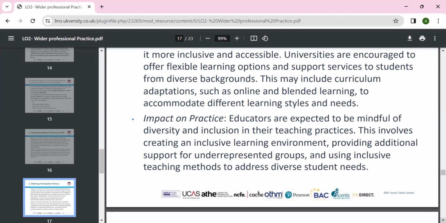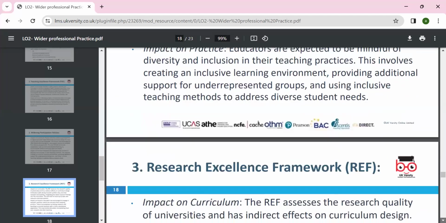Impact on the practice: educators are expected to be mindful of diversity, inclusion, and differentiation. Really, we can look at meeting the needs of all the learners, and embedding resources and designing activities in a way that will help them to learn. Inclusive teaching methods address diverse student needs.